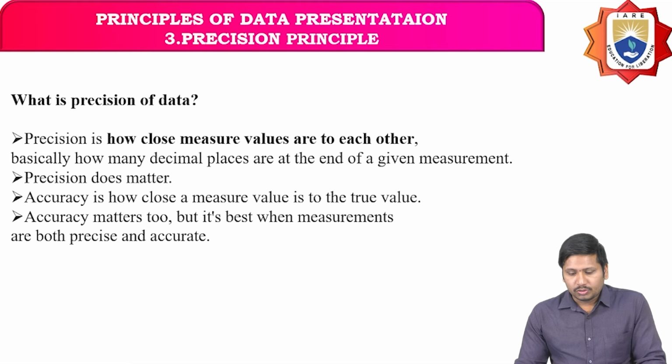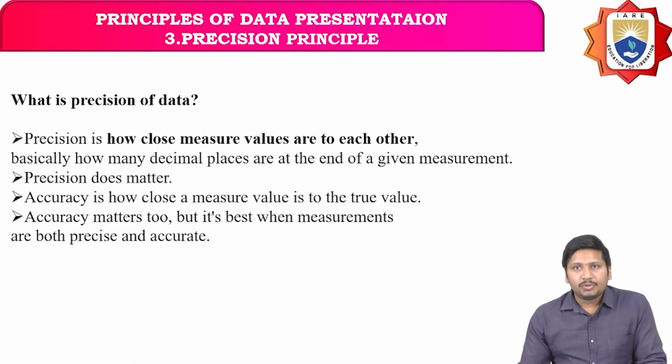So first, we have to know what precision of data is. Precision is how close measured values are to each other. That is the precision. Basically, it is the number of decimal places at the end of a given measurement. Accuracy is how close a measured value is to the true value. Accuracy matters too, but it is best when the measurements are both precise and accurate.